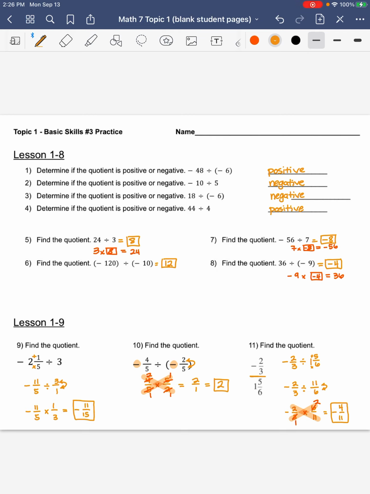So again, you will have a basic skills assessment tomorrow, and it looks just like this, so study hard.